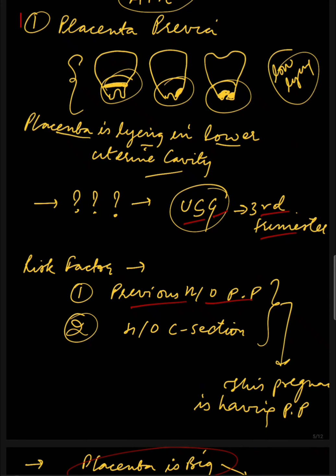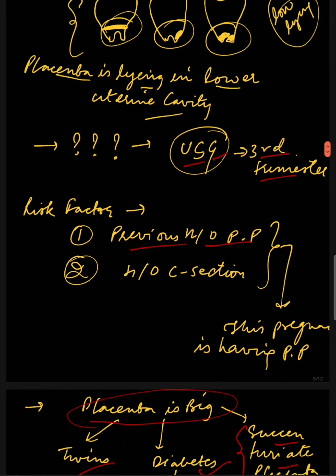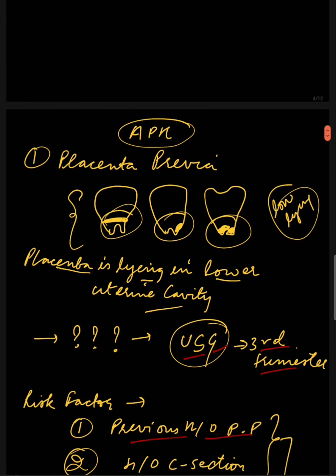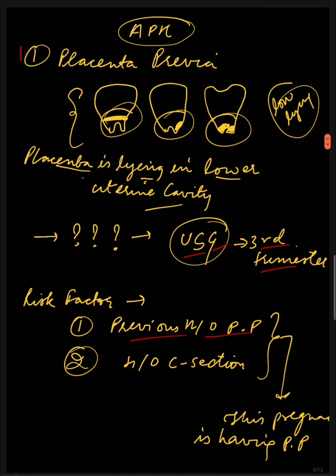So here we go. In antepartum hemorrhage, we have bleeding, right? The female will come with bleeding, and the bleeding will be after 28 weeks. Why is there bleeding in placenta previa? All right, so what is placenta previa? Placenta is lying in the lower uterine cavity.